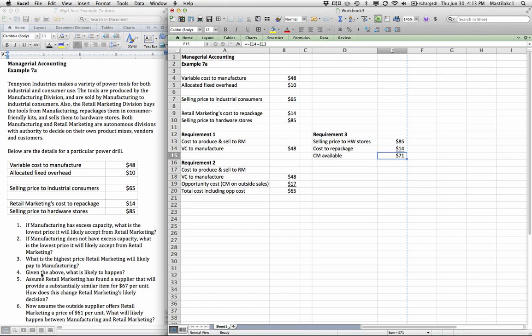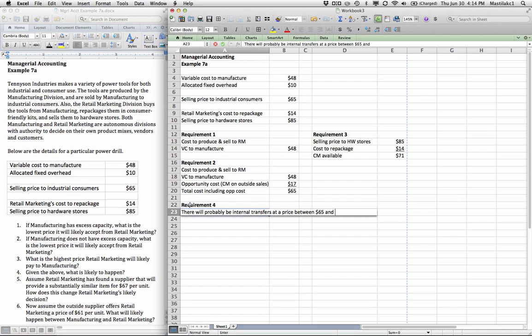So step 4, given the above, what's likely to happen? Well, I've got a buyer who's willing to pay up to 71, and I've got a seller that's willing to sell for either 48 or 65, depending on the seller's conditions. So what's probably going to happen, given the above, is there will probably be trade, or probably internal transfers at a price between 65 and 71.